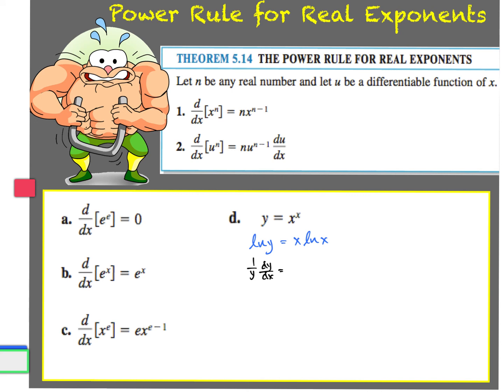The product rule. So what's the derivative of the first? 1. So now I have 1 times natural log x plus the derivative of my second times x. What's the derivative of my second? 1 over x, so that times x is 1. So now we have natural log of x plus 1 over there. And then what do we need to multiply that by to get to dy dx? We need to multiply by y, but what's y? X to the x is y. All right. Remember doing that before break?